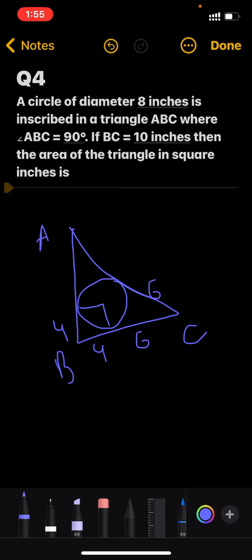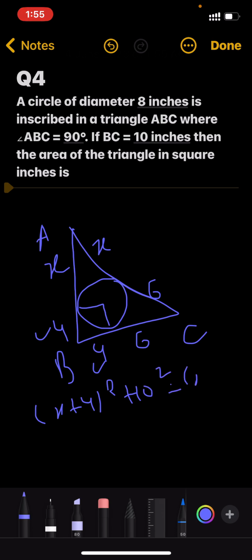So what property I have used is, this is basically a circle and these are the tangents, so this will be equal to this. Okay, similarly I used here 4, that's why these 4 are equal, so the 6s will be equal. Now this will be x and this will be x as well. Now what we'll do is we'll apply Pythagoras theorem. So this will be x plus 4 whole square plus 10 square equals x plus 6 whole square.